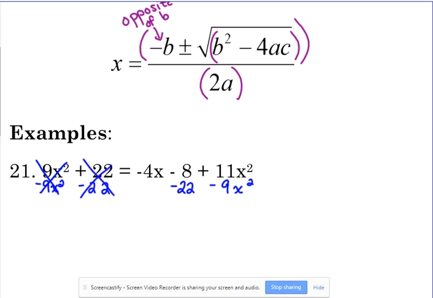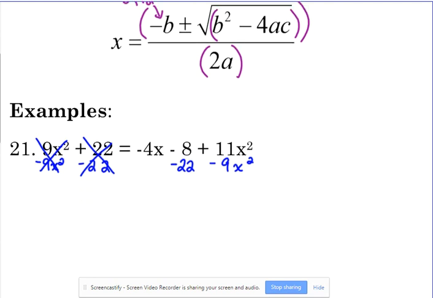Notice how I line this up. I'm putting it under its like term. I put the 9x squared under the 11x squared. I put the 22 under the 8. I'm pairing them up, so I don't have anything left on the left side. 0 equals. I'm going to write this in standard form when I simplify these. So my x squared comes first. I've got positive 11 minus 9. That leaves me with 2x squared.